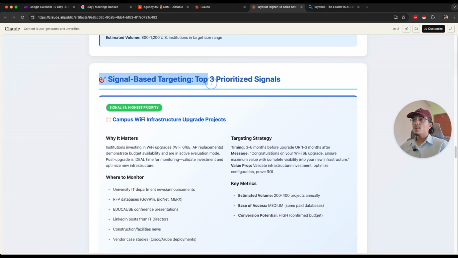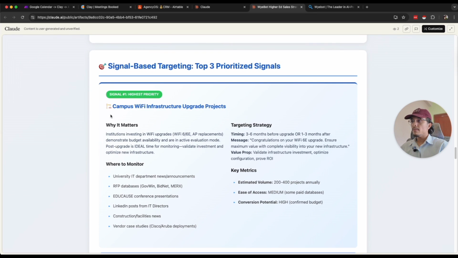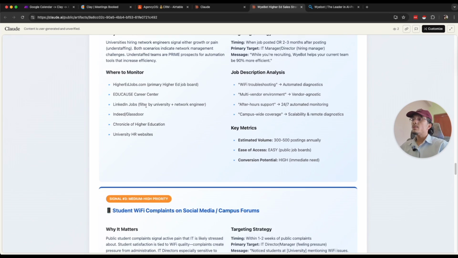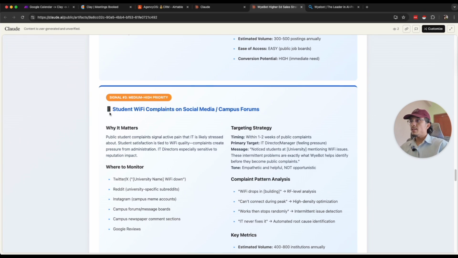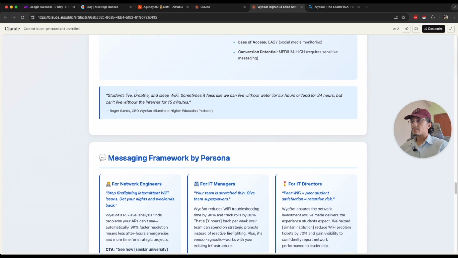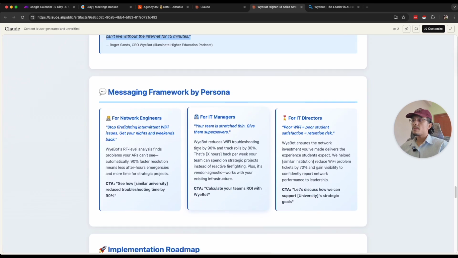And then we have the signal-based targeting. We find the top 3 signals that would be relevant for them. So we could find out something like this, and it would give you how relevant this is as well. So this is of high priority, but if you go over here, this is not something that a lot of people will talk about publicly, so we will not be able to find a lot of this information. So that's why it's a medium or a low priority thing. So it even tells you information on why you should be going after these signals.